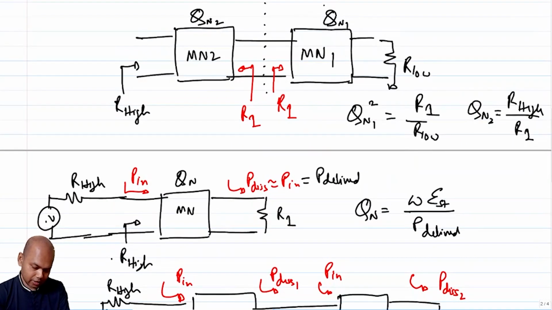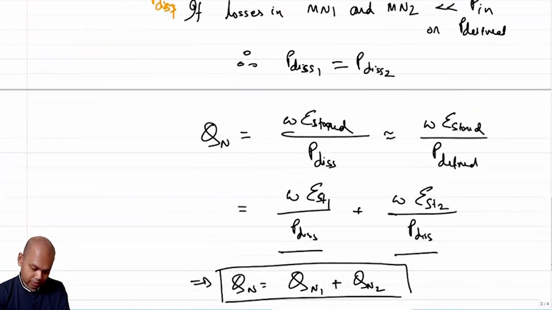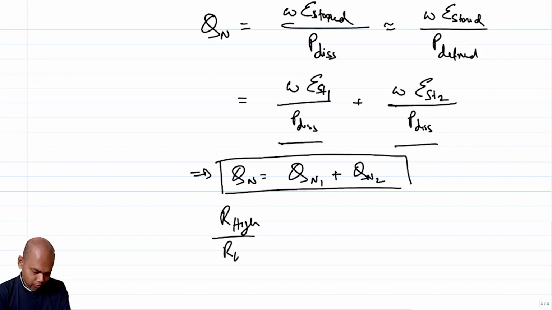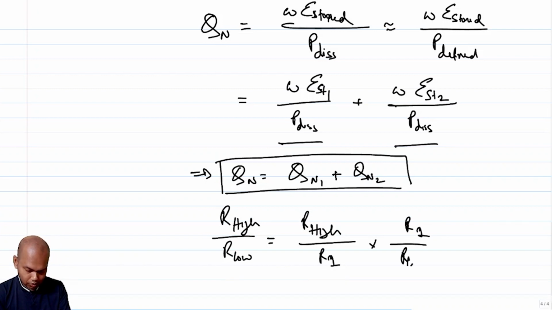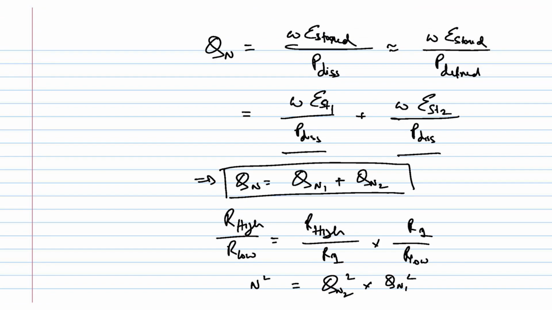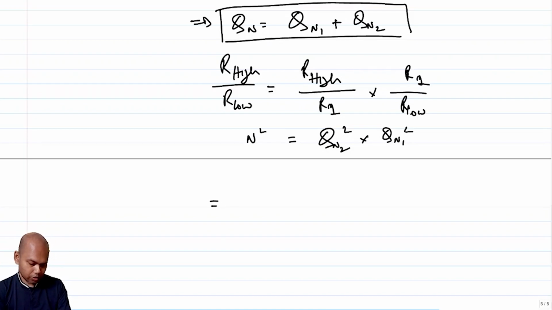Since that is the case, I can say that your R high over R low is basically R high over Ri times Ri over R low, which is equal to Qn2 squared times Qn1 squared. This is the overall turns ratio, or n squared. So this is n squared. In other words, your n is equal to Qn1 times Qn2.